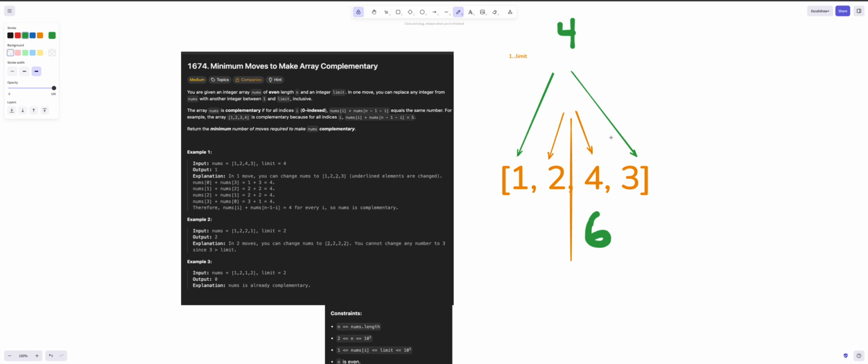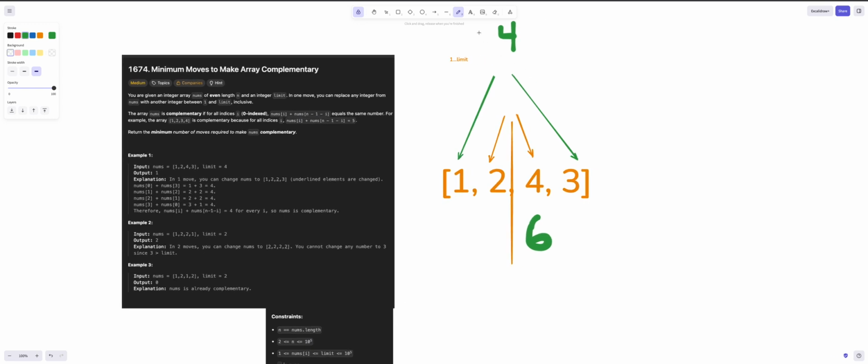So what is the move that we count? In one move, we can change any integer in the array to a value within the limitation of 1 up to the limit. Here, we are given a limit of 4. So we have two options here. We're going to choose the smaller target, which is 4, and the larger target, which is 6. So we will think about both situations.